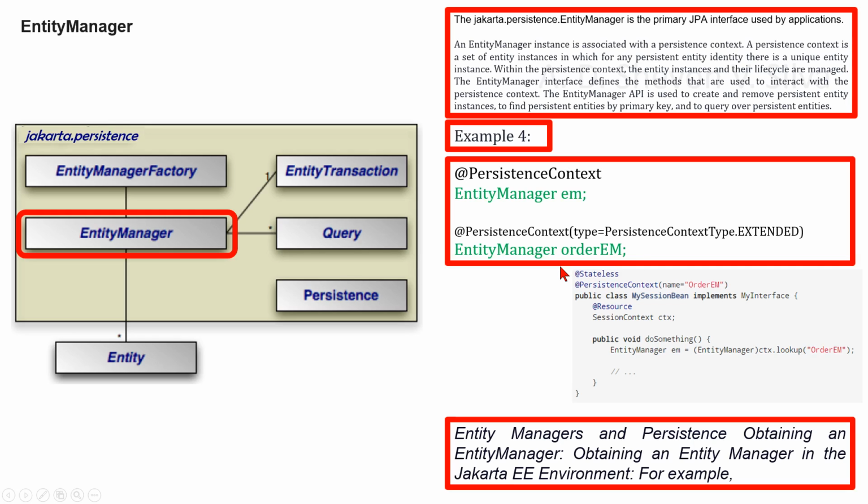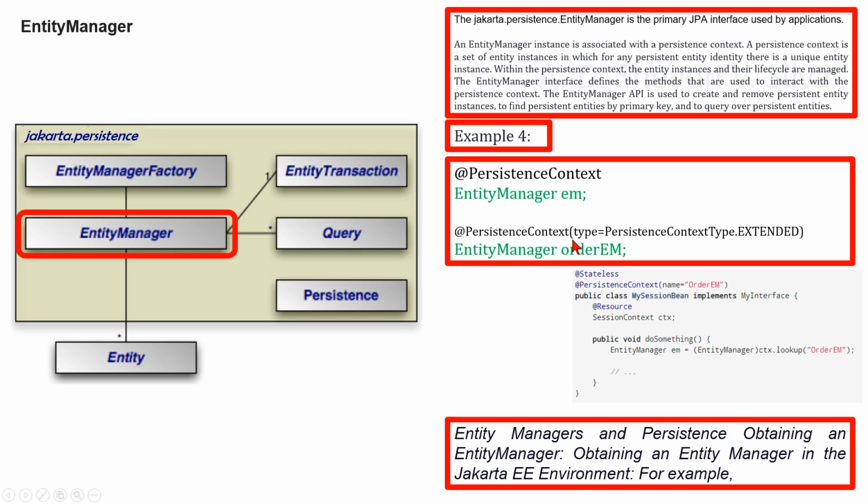The PersistenceContext annotation is used for entity manager injection. The type element specifies whether a transaction-scoped or extended persistence context is to be used. The synchronization element specifies whether the persistence context is always automatically joined to the current transaction. The default is synchronized; otherwise it is not joined to the current transaction unless the joinTransaction method is invoked by the application.